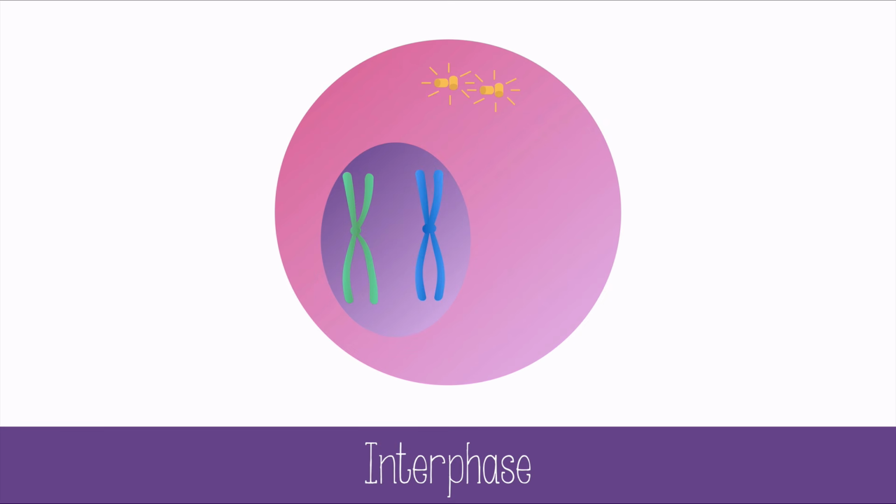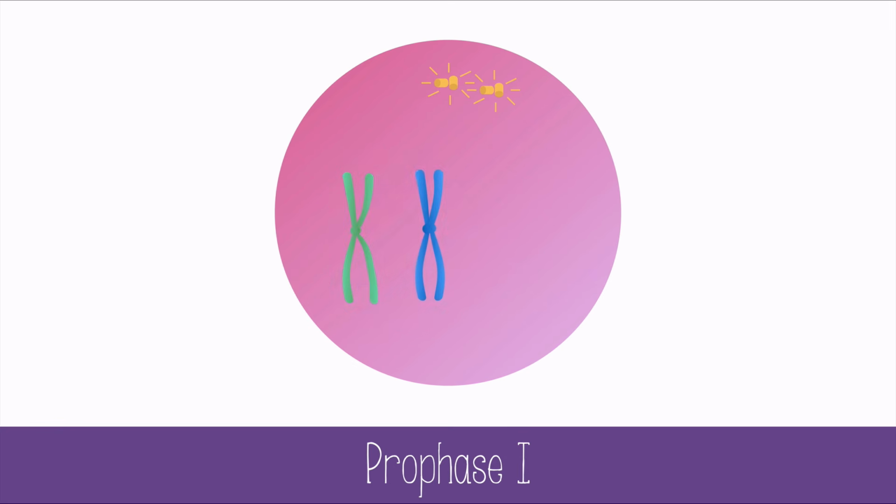The first step of Meiosis I is prophase I. During prophase I, the nuclear membrane dissolves and the centrioles move to the poles. But something very strange happens with the homologous pairs of chromosomes. The duplicated homologous chromosomes are called a tetrad. And when the tetrad pairs up, it's called synapsis.